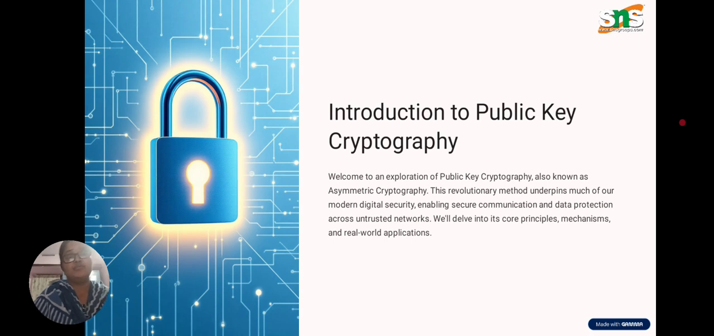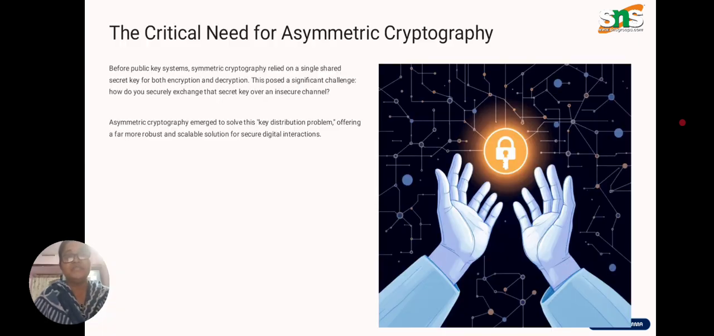Whenever we do online transactions, send emails or browse secure websites, this concept works behind the scenes. It helps in protecting sensitive data from hackers and unauthorized users. So this was the purpose of public key cryptography. In the next slide, we are going to see the need for asymmetric or public key cryptography. Here we understand why asymmetric cryptography was developed.